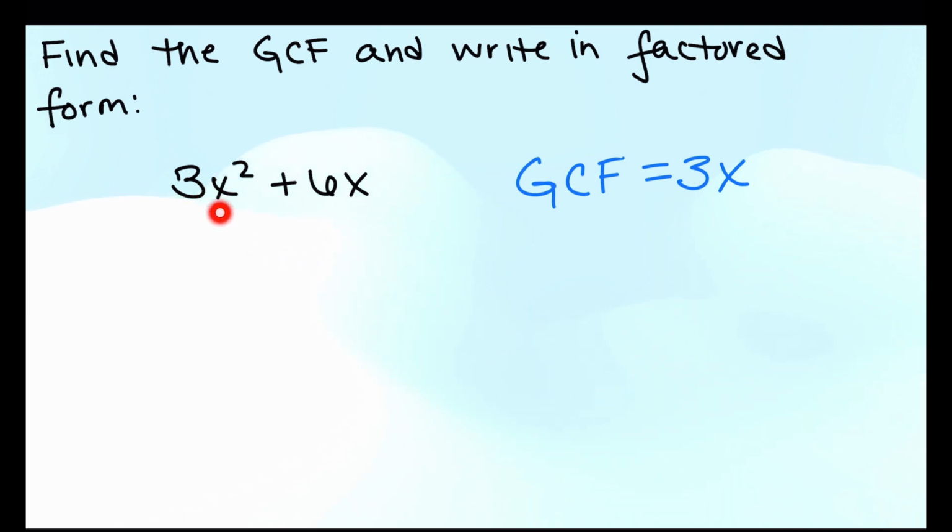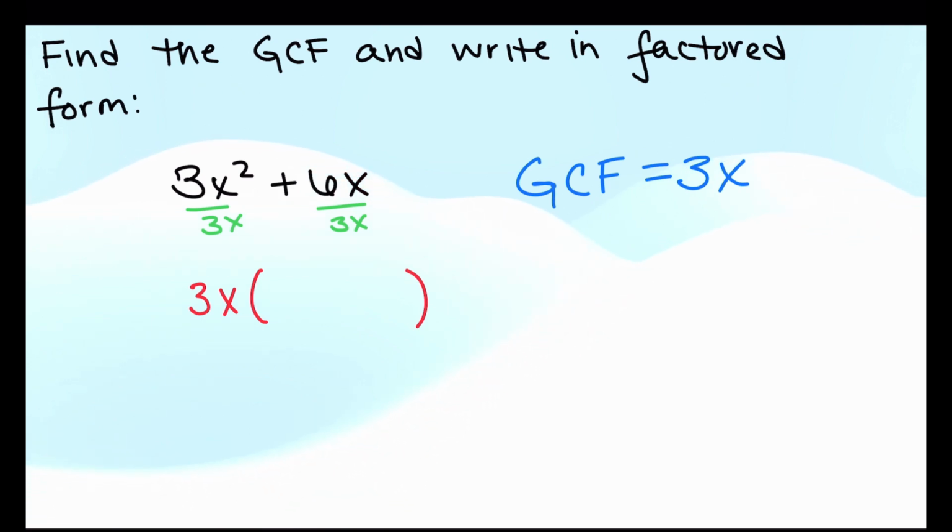Both terms have x's. I choose the one with the smaller exponent, so the GCF is 3x. To put this in factored form, I'm basically going to pull the 3x out front, so it's like I'm undoing that distributive property. And then to figure out what's left over, I'm going to divide both terms by 3x.